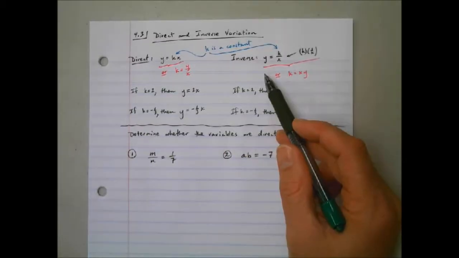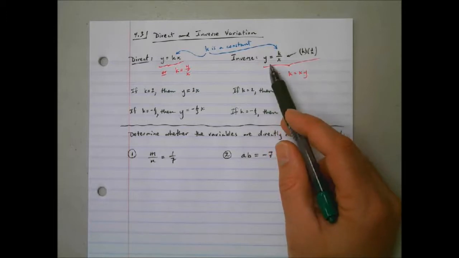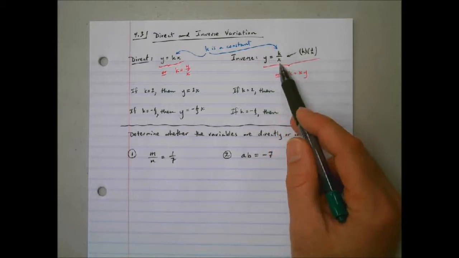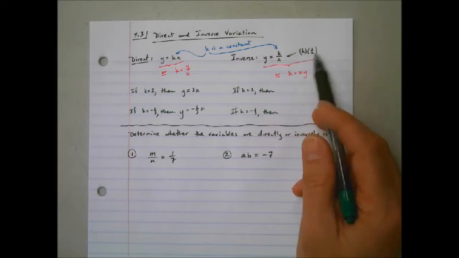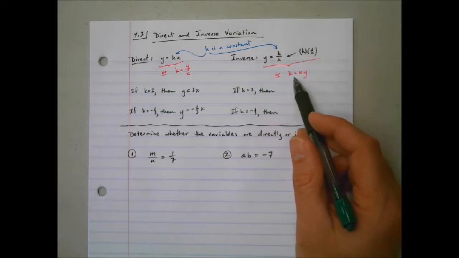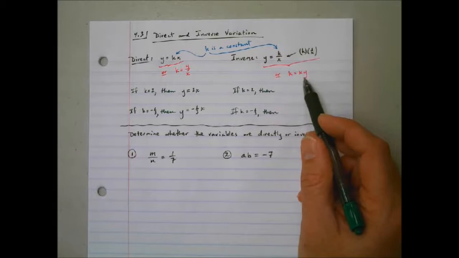Inverse variation. Two variables are inversely related when they're in this form, y equals constant of proportionality over the other variable, y equals k over x. Could be written k times 1 over x. It's kind of handy also to see that the constant is equal to the product of the two variables.